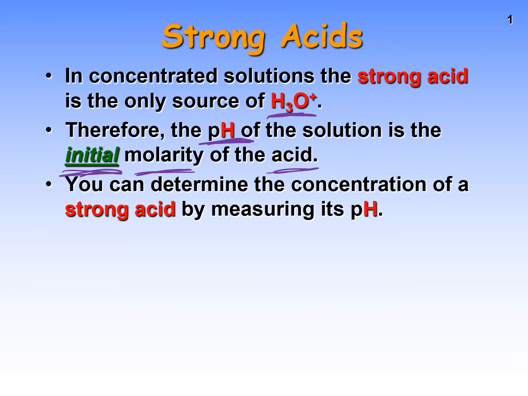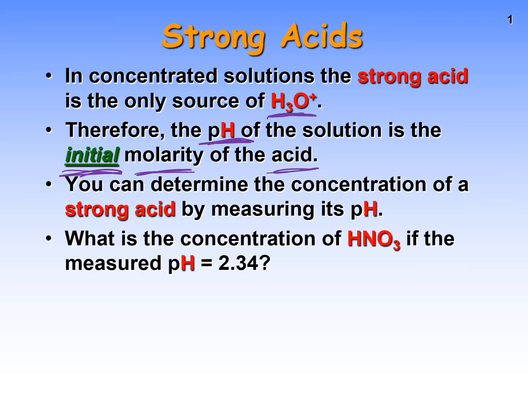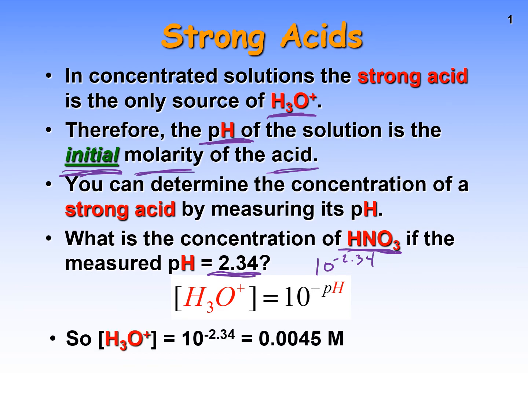So we can determine the concentration of a strong acid solution just by measuring its pH in a lot of cases, as long as we know that there's only one strong acid present. So for instance, if I had an unknown concentration of HNO3 present in water, and that's it, and I measured the pH and I found that it was 2.34, I could calculate the concentration of HNO3 in the solution just by taking 10 to the negative 2.34. And if I do that, I'll get that my concentration of HNO3 in solution is 0.0045 molar.